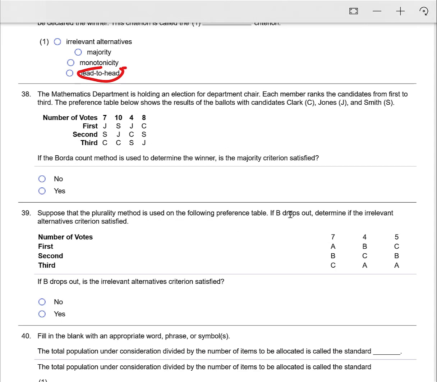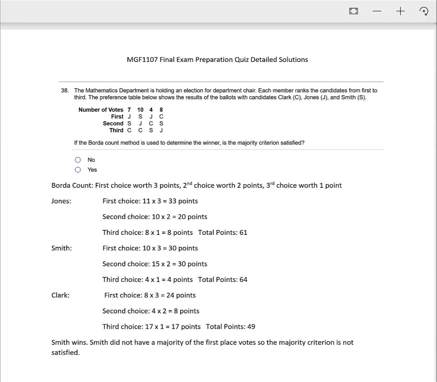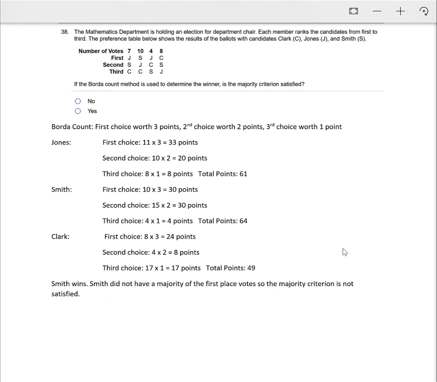The mathematics department is holding an election for department chair, and here are the votes if the Borda count is used. Let's go over to the detailed solution for this one. If I use Borda count on the table, and again, you can go in and check my calculations here, I come up with Smith winning, but Smith did not have a majority of first place votes, so the majority criterion is not satisfied.